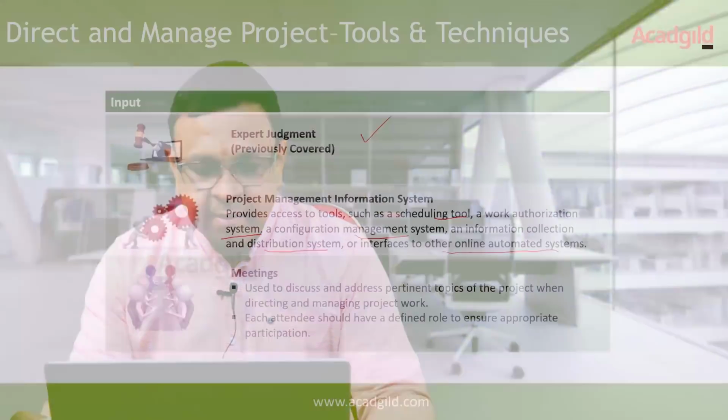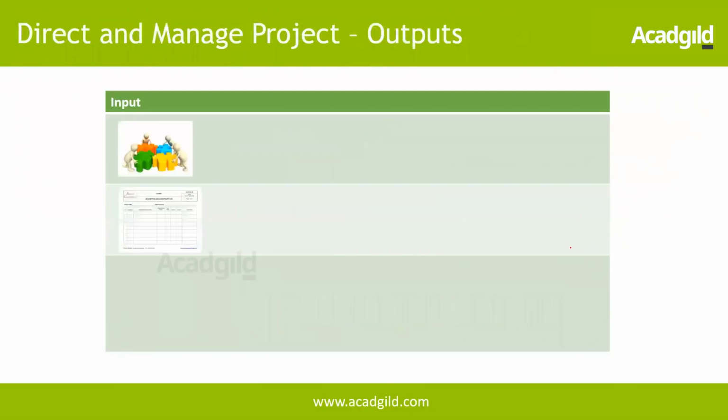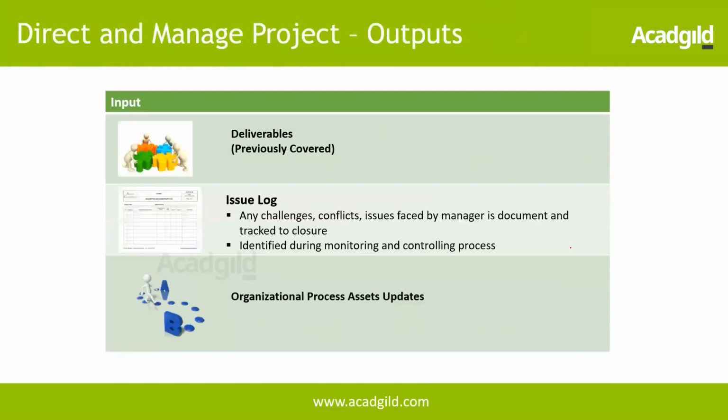And then of course the meetings, because during the execution I may have to conduct project meetings with the team, where I discuss the day-to-day issues and any impediments that are there. These are the techniques that we use in Direct and Manage Project Work. And what is the output here? The deliverables. What is the purpose of the project that is getting delivered after the execution? And during the course, we may have the issue log as well. I will write it as an output here.